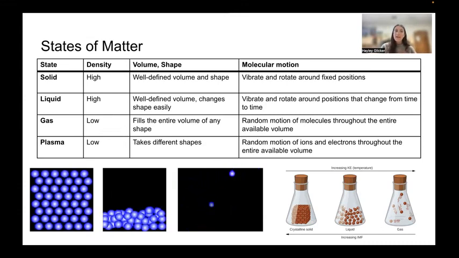The next state of matter is a liquid. A liquid, which is shown here in this animation and over here in this center Erlenmeyer flask, has a relatively high density too. We're able to explain that it has a relatively high density, not as high of a density as a solid, but generally high. We're able to explain this because the particles that are shown down here are really compact with each other, which means that they have a relatively high density. In terms of their volume, they have a well-defined volume, but the shape can change easily.